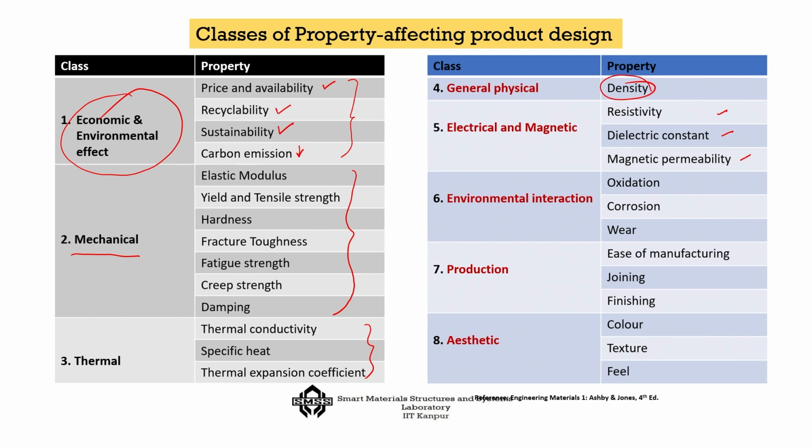Then we have to also think of the wear, tear, corrosion. So, that is the environmental interaction, that is oxidation, corrosion, wear, etc. Then the other group is the production group, that is ease of manufacturing, joining, finishing. So, that is the production group. And last but not the least, the aesthetic is important. When we select a material, its look, its luster, its color, its texture, all these things are important. So, that comes in the aesthetic group.